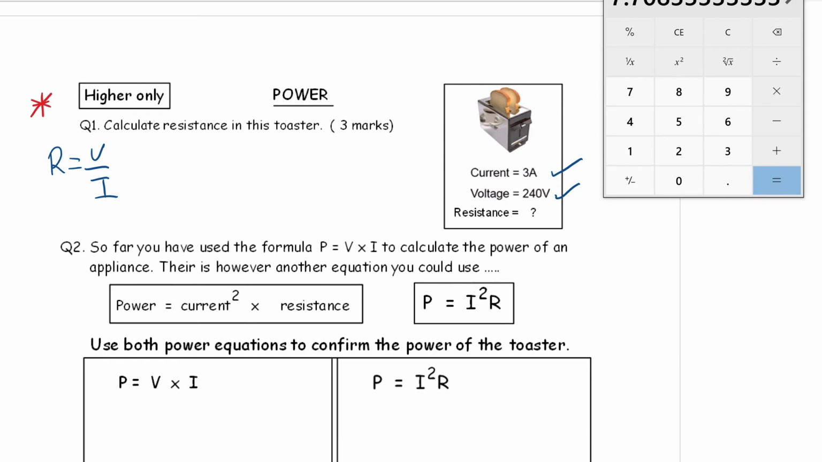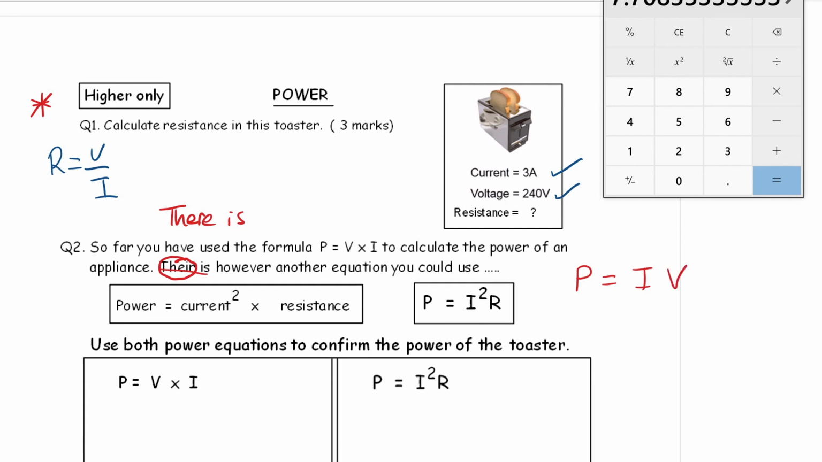Question 2. So far you've used that formula, P equals V times I, to calculate the power of an appliance. There is, however, I can see there's a typo there, that should be "there is". There is, however, an equation you could use. P equals I squared R. Now don't worry too much about where that comes from. I'll quickly show you now.